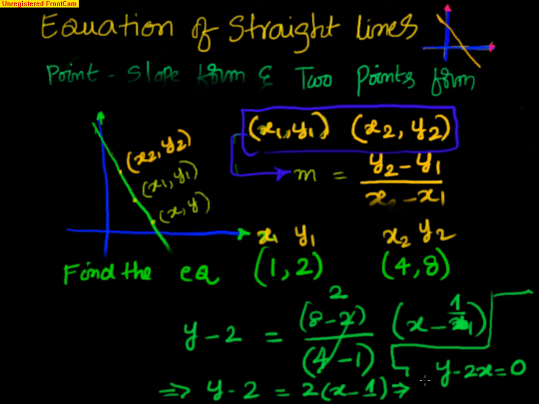Now you want to cross check, substitute both the points. Y is 2, 2 minus 2 into 1, 2 minus 2 is 0. Y is 8, 8 minus 2 into 4, 2 fours are 8, 8 minus 8 is 0. So we are good to go. So we have seen in this video equations of straight lines with respect to point slope form and 2-point form. And before winding up this session, I request you to try this.